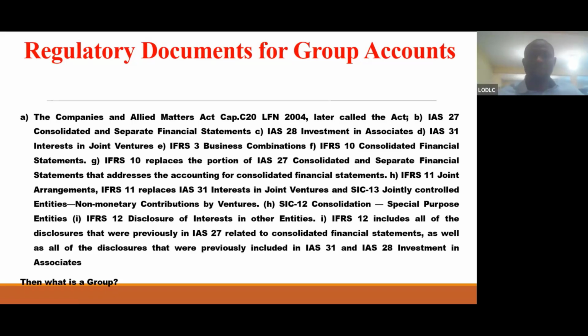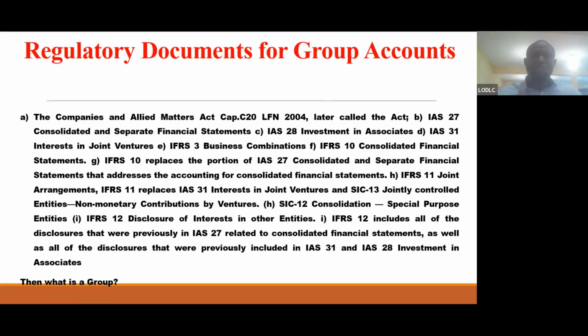IFRS 11 also replaces IAS 31, that's interest in joint ventures, and SIC 13, that's jointly controlled entities, monetary contribution by venturers. Then SIC 12, that's consolidation, special purpose entities. Then we have IFRS 12, disclosure of interests in other entities. IFRS 12 includes all of the disclosures that were previously in IAS 27 related to consolidated financial statements as well.